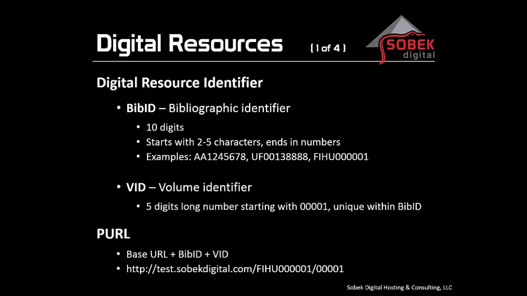So essentially, if you are digitizing something like the Miami Herald, the Miami Herald metadata would be associated with the BibID, and then each individual issue would be a volume. So each volume that you have, each digital resource of that series, would share the same BibID but have different volumes.